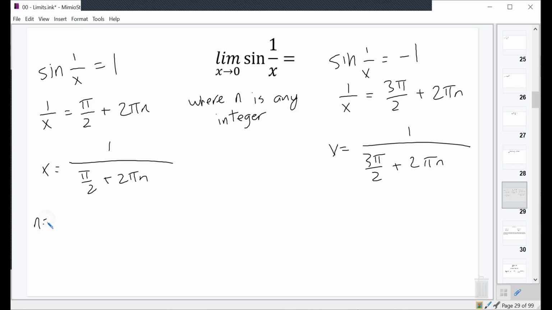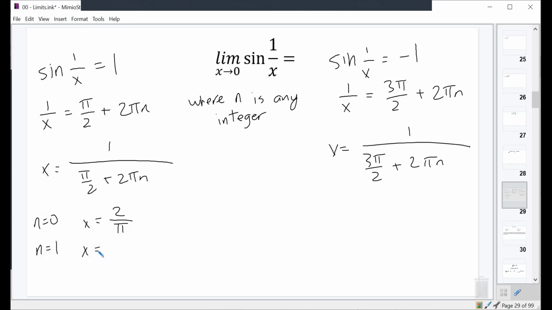So if I plug in n equals 0, I'm going to get x is equal to 1 over pi over 2 plus, well, 2 times pi times 0 is 0. So I just have 1 over pi over 2. 1 over pi over 2 would be 2 over pi.